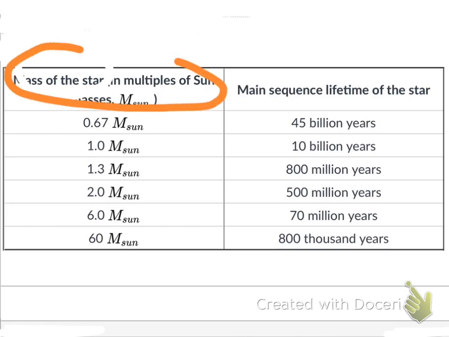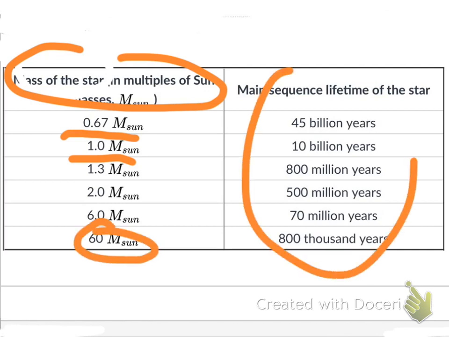The mass of the star. And notice this is in multiples of sun masses. So, for example, this first one is not quite equivalent to our sun. The second one is equivalent to our sun, etc., etc. So this star down here is 60 times more massive than our sun.